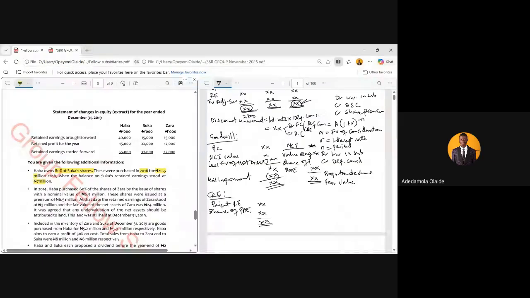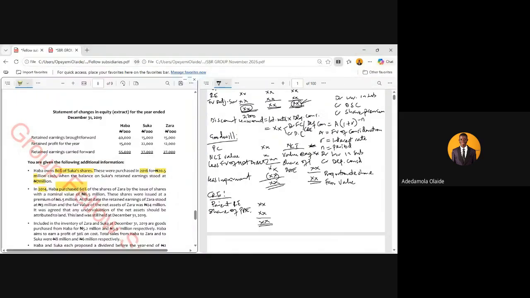They told us that in 2014, Abba purchased 60% of Zara shares by issue of shares with a nominal value of 6.5 million. What does that mean? In 2014, that's the date of acquisition for Zara. They purchased a 60% holding. Abba owns 60% in Zara. So that makes Suka and Zara fellow subsidiaries of Abba.